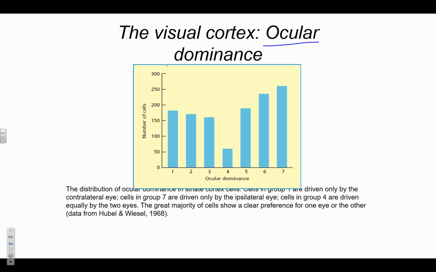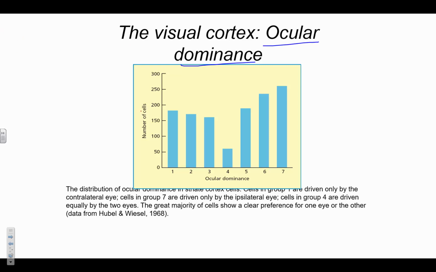Oh, who loves ocular dominance? Nobody? Don't know what it is. But I'll tell you. If you take the cells in your visual cortex and ask, is that cell getting excited by information from the left eye, or from the right eye, or does it get equally excited from information coming from both eyes? That's what we mean by ocular dominance.